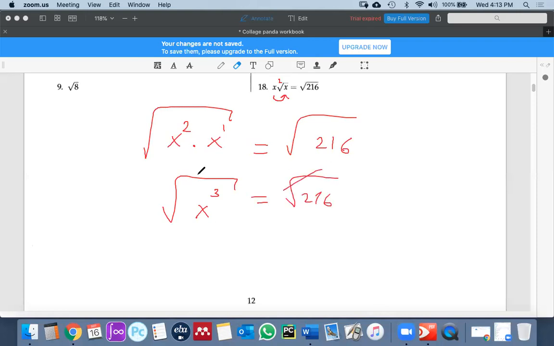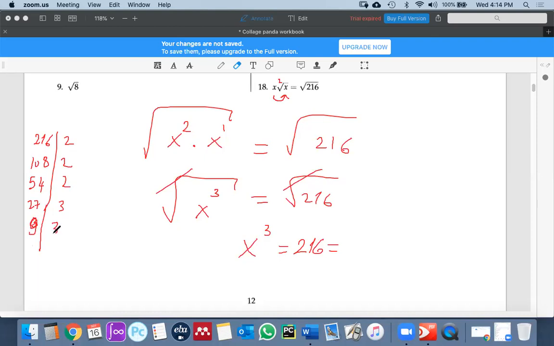And squaring both sides, x cubed equals to 216. And then 216, is it the cubic power of any number? I don't know. 4 to the power of 3, 5 to the power of 3, 9 to the power of 3, I don't know. So what can I do? I can do prime factorization. Division by 2, 108. Division by 2, 54. Division by 2, 27. Division by 3, 9. Division by 3, 3. Division by 3, 1. It's very good. Why it's very good?